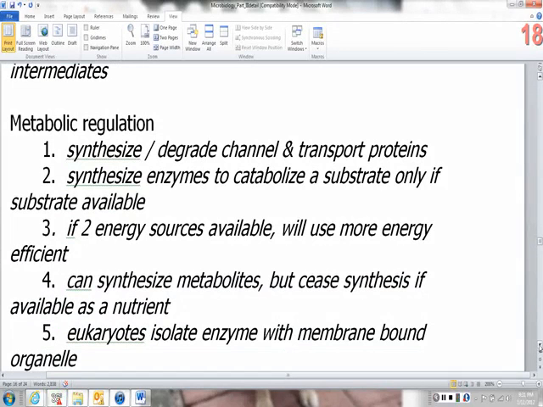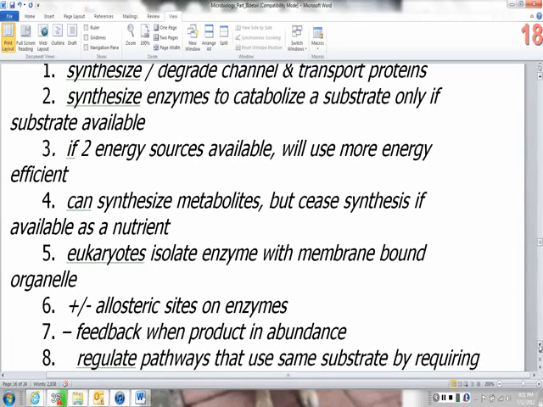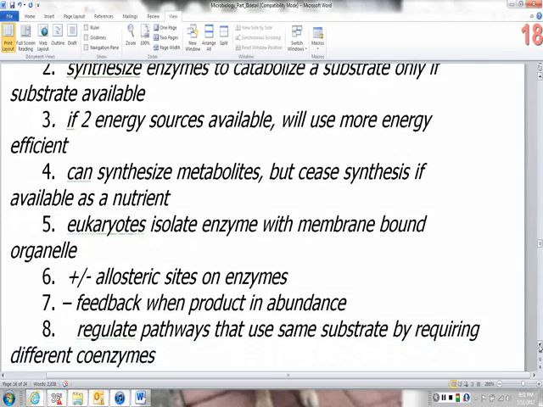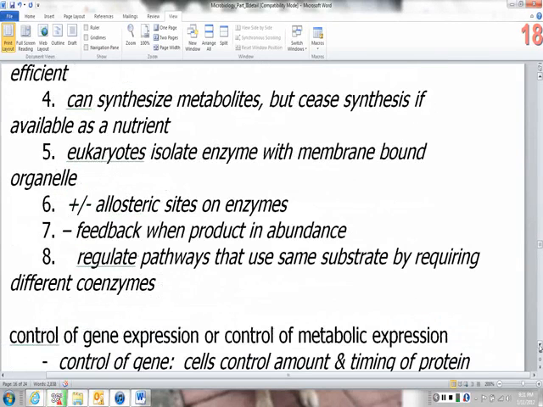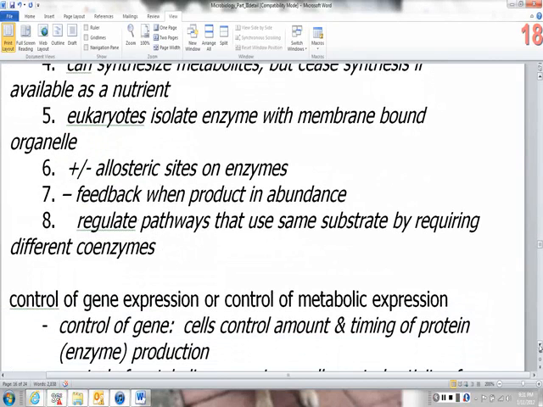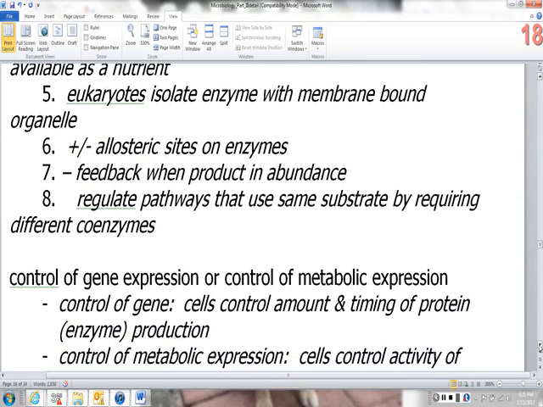In some cases, when a cell can synthesize a metabolite, it will cease synthesis when that metabolite is available as a nutrient. Eukaryotic cells can isolate enzymes with membrane-bound organelles. Enzymes can be turned on and off using allosteric sites on the enzymes themselves. Negative feedback loops can shut a pathway down when the product becomes abundant. When pathways use the same substrate, they may be regulated by requiring different coenzymes.